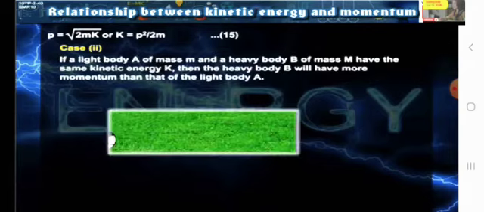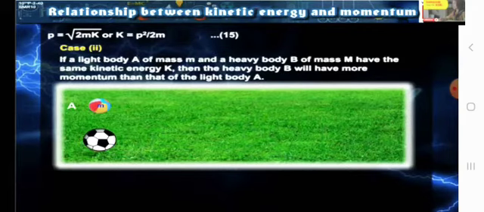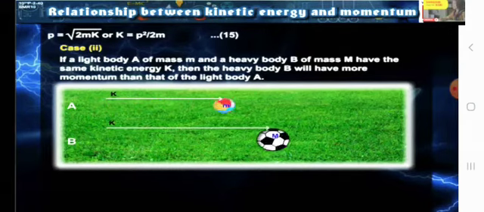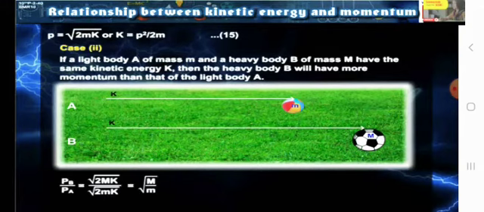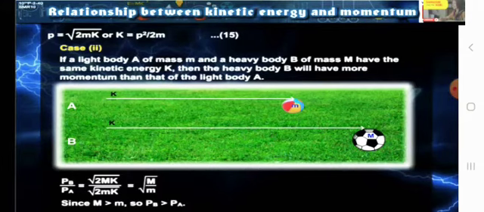Case second. If a light body A of mass small m and a heavy body B of mass capital M have the same kinetic energy K, then the heavy body B will have more momentum than that of the light body A. Pb upon Pa is equal to under root 2 capital MK upon under root 2 small mK, which is equal to under root capital M upon small m. Since capital M is greater than small m, so Pb is greater than Pa.